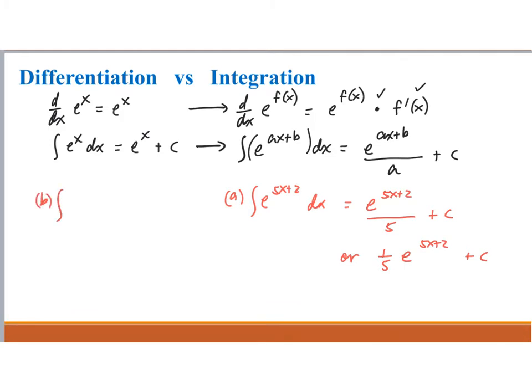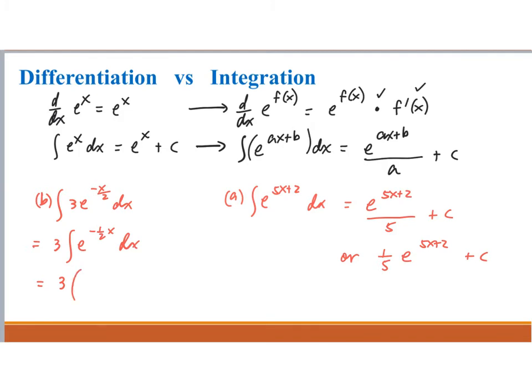Similarly, if we get the integral of 3e to the power of, let's say, negative x over 2, let's rewrite this as 3 integral of e to the power of negative x over 2. Let's write negative x over 2 as negative 1/2 x. So indeed, the exponent of e is in the form ax plus b, in which case a is negative 1/2 and b is 0.